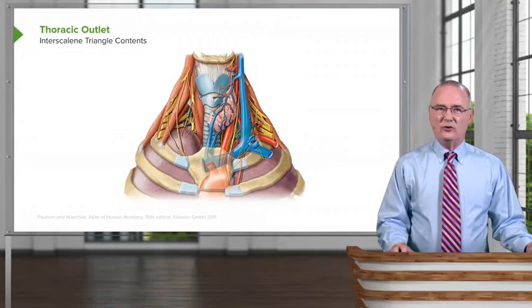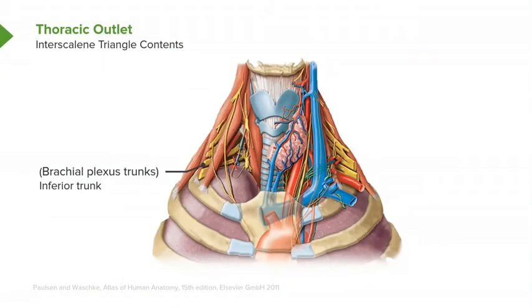Within the interscalene triangle, we have some structural contents. And here we see brachial plexus elements. And more specifically, we're looking in at the area of the inferior trunk of the brachial plexus. If we look on the opposite side, another content of the interscalene triangle is the subclavian artery. So it will pass through this triangle between the anterior and middle scalene muscles.